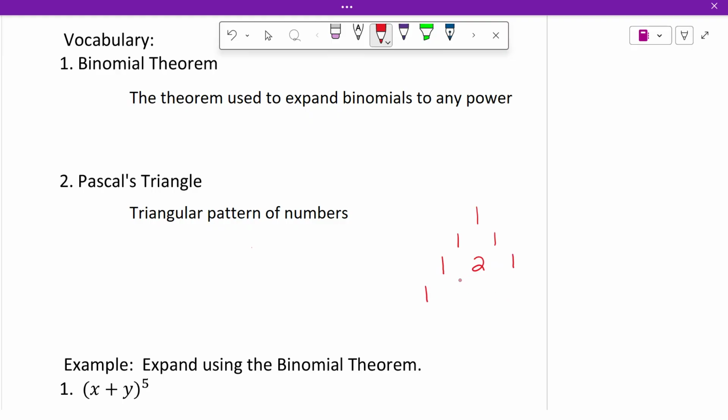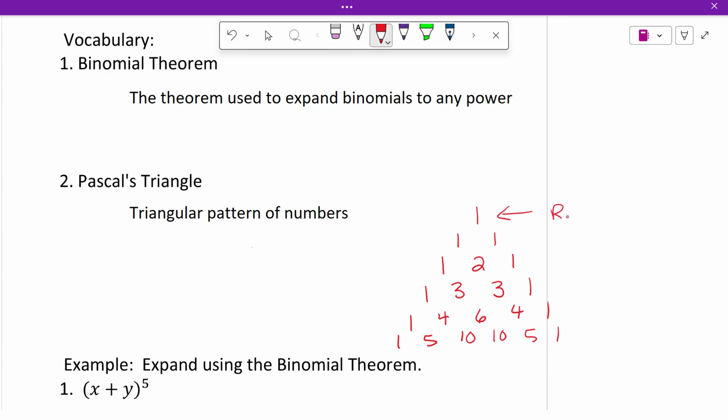What's 1 plus 2? 3. 3, 1. So the next one would be 1, and then this would be 4, 6, 4, 1. And you go on forever. Excuse me. 1, 5, 10, 10, 5, 1, and so on.